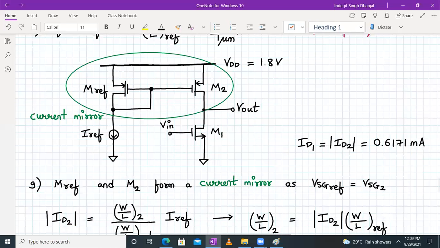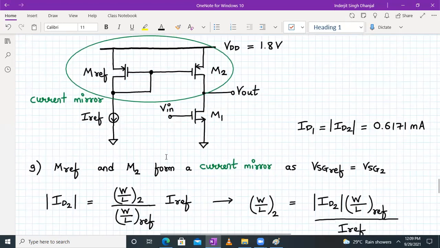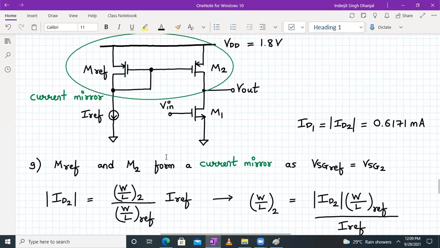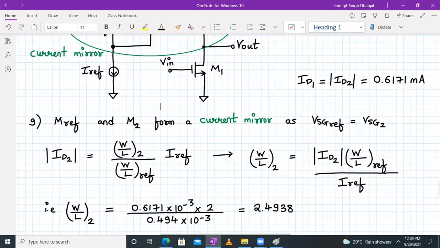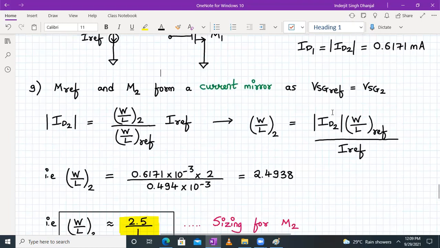Okay, as your VSG reference is same as your VSG2, right? Both are PMOS transistors. So how can we write the expression of mod of ID2? So mod of ID2 from basic current mirror concept will be W by L of 2 divided by W by L of reference into I reference. So from here, what is W by L of 2? So W by L of 2 will be mod of ID2 into W by L of reference divided by I reference. Now we know the value of mod of ID2.